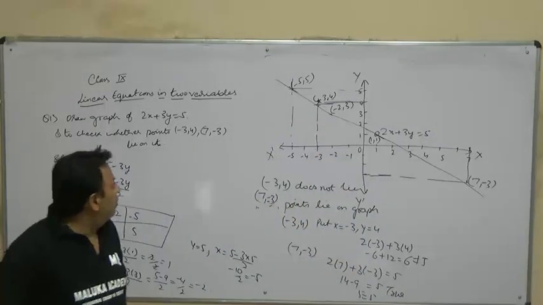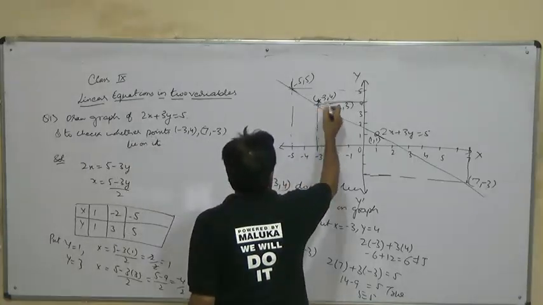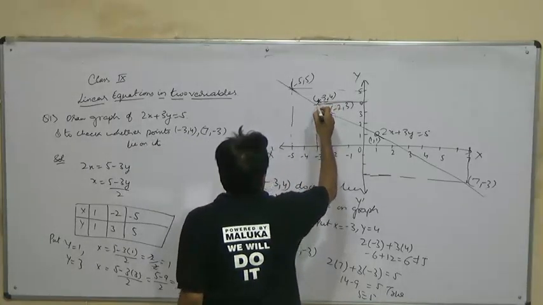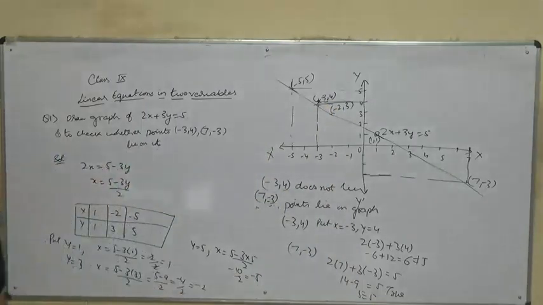So out of these, (-3, 4) does not lie on the graph. This is the line and this is the point. This does not lie. But (7, -3) lies on this graph. Okay, check this. We move to the next part, but before that we will clean this part.